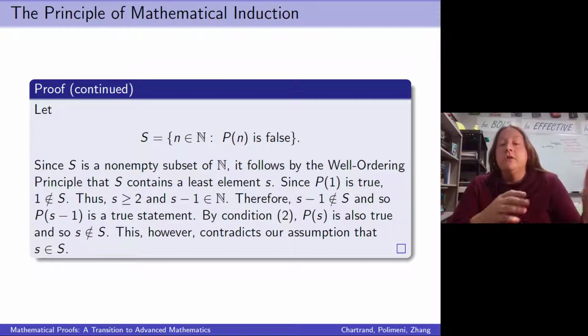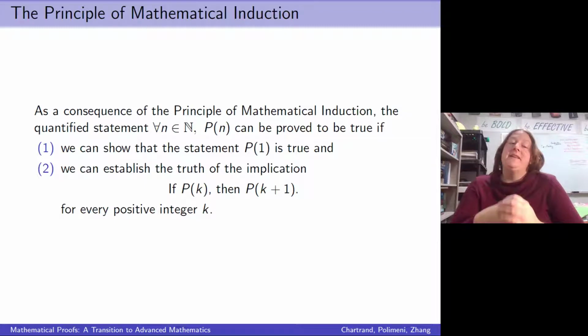Well, condition 2 that we assumed says P of S is true if P of S minus 1 is true. So that means that S can't be in my set S either. And this contradicts the assumption that there was some element S in S to begin with. So that means that this works. What we've just proven is actually called the principle of mathematical induction.